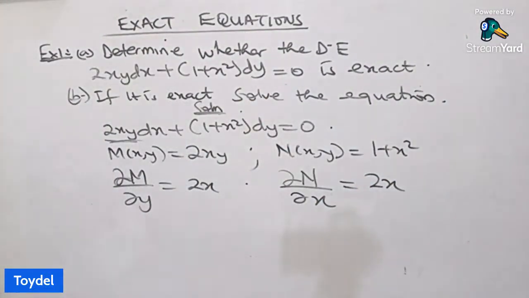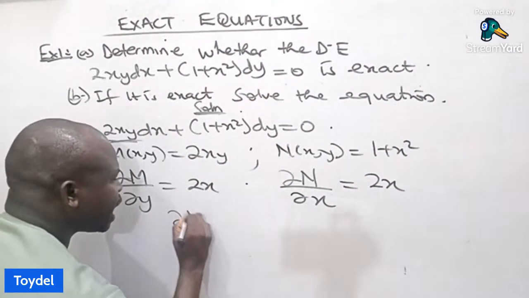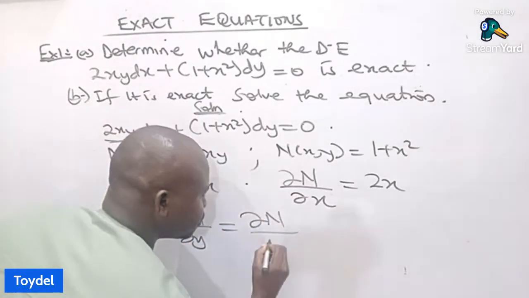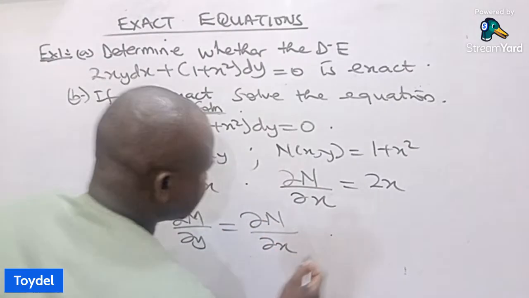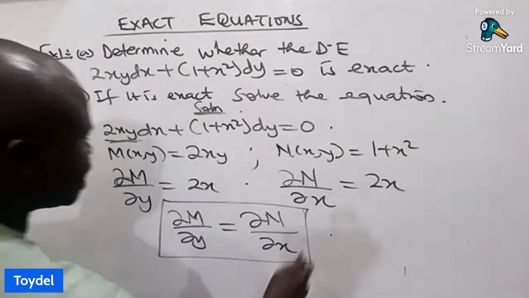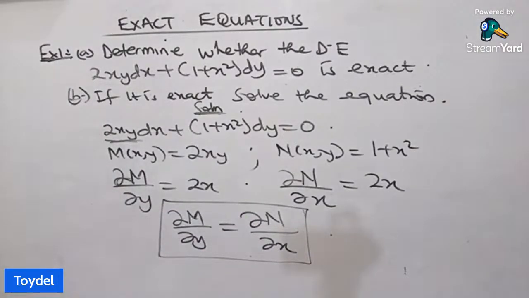We realize that the partial of M with respect to y is the same thing as the partial of N with respect to x. If these are equal, this is the condition for exactness. Since we are able to derive that they are equal, it shows that the differential equation is exact. So we have been able to solve the first part of the question.